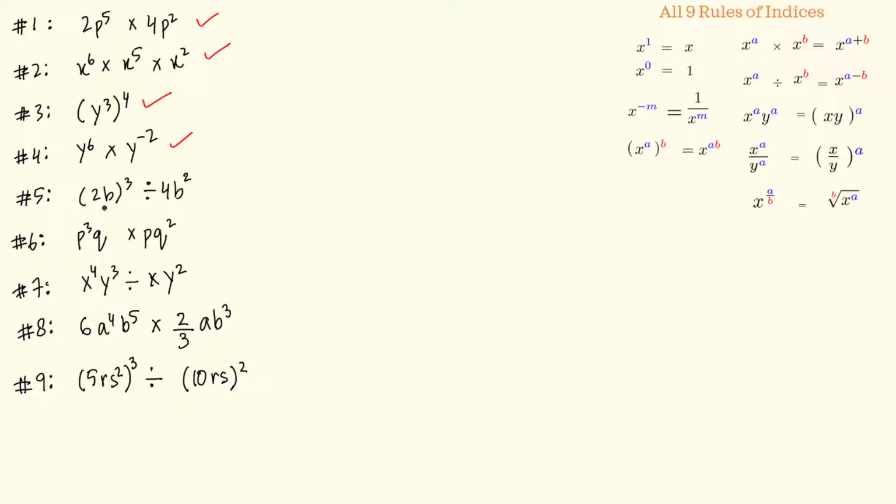Now let's look at question number 5. Over here I have (2b) whole raised to the power of 3 and it's getting divided by 4b square. Since these two are getting divided, I'm going to write them in the form of numerator upon denominator. So this is (2b) whole raised to the power of 3 divided by 4b square. This is my numerator and this is my denominator.